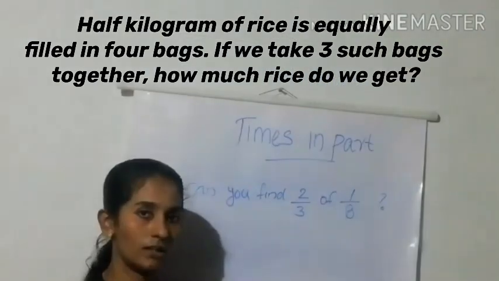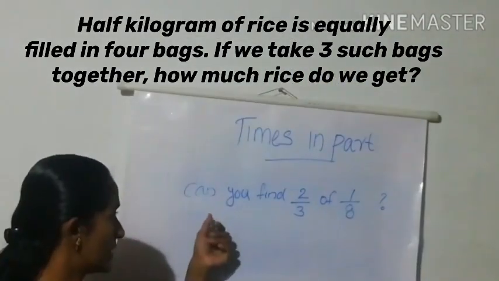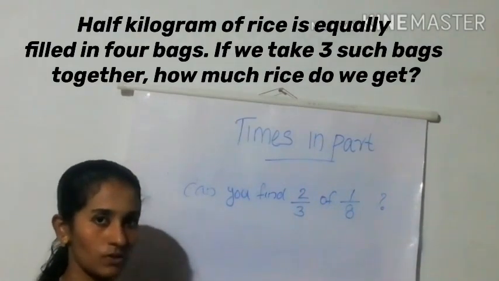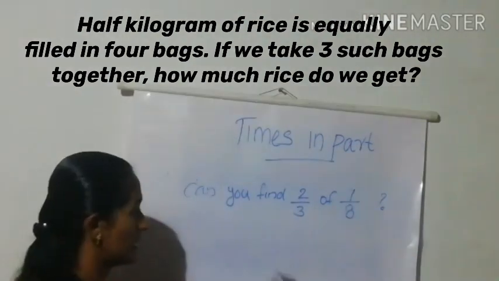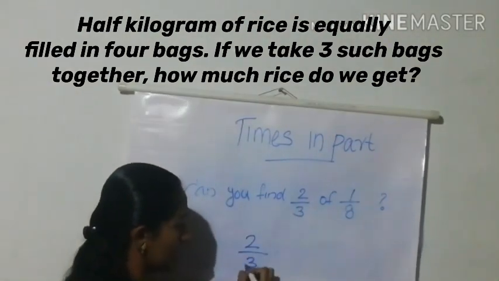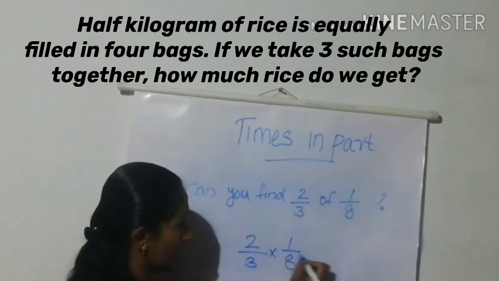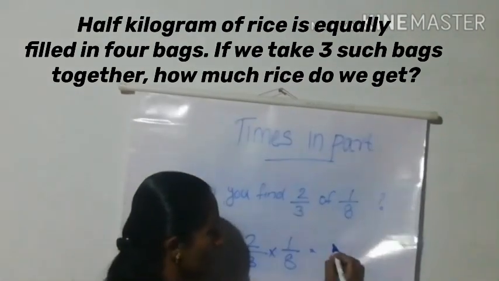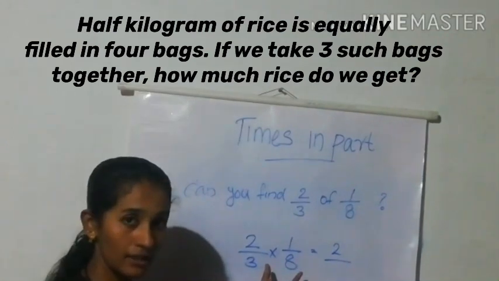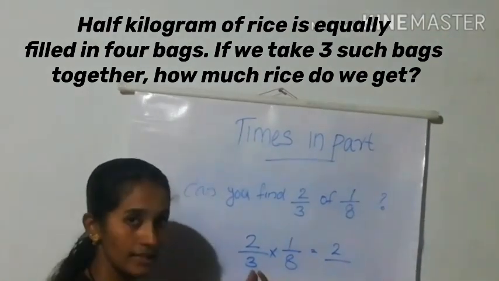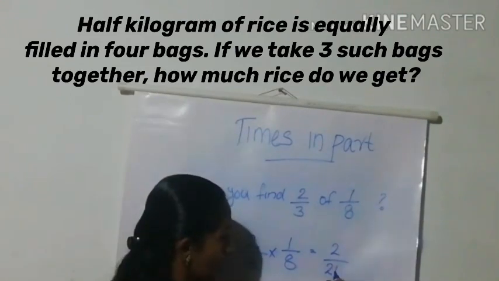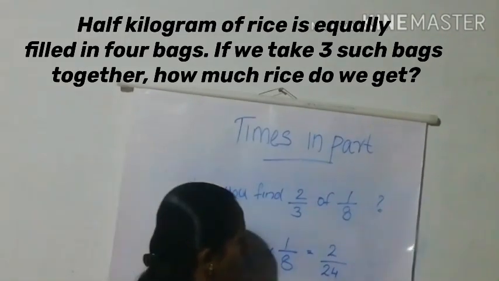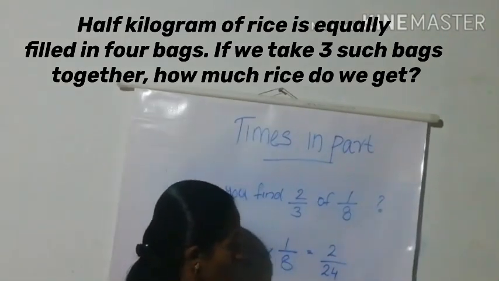Okay. Question number 3. We want to find out 2 by 3 of 1 by 8. From our previous question, we can get it like this. 2 by 3 of 1 by 8. If we multiply the numerators, we get 1 2s are 2. If we multiply the denominators, we get 8 3s are 24. It can also be written as 1 by 12.